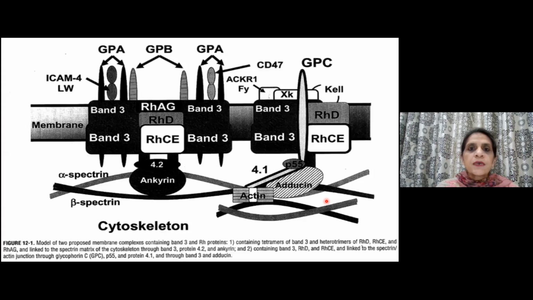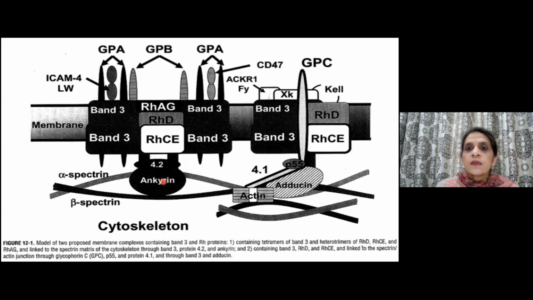So if we look at this diagram, this is the proposed membrane complex of the Rh along with the red cell membrane proteins. There are tetramers of band 3 along with RHD, RHCE, and RHAG, which are lying in the membrane, and they are attached to the underlying cytoskeleton through protein 4.2 and ankyrin. This is the main reason why this blood group system is important in maintaining the structural integrity of the red cell.